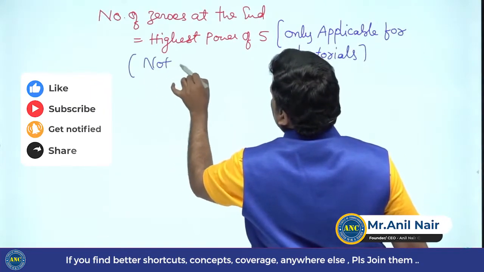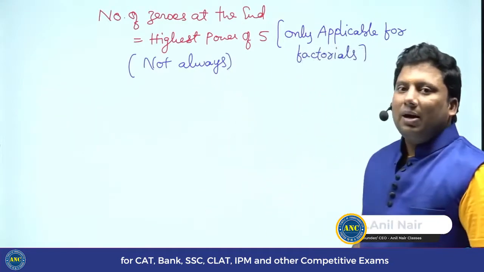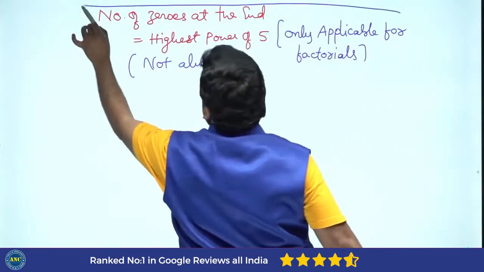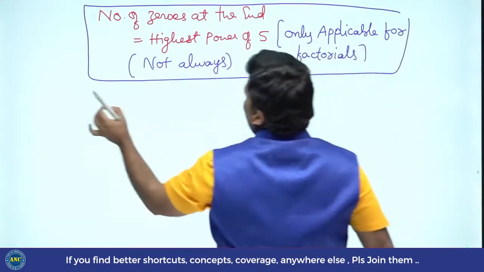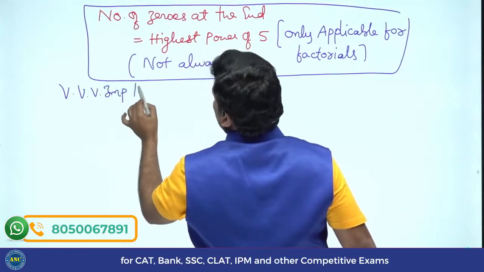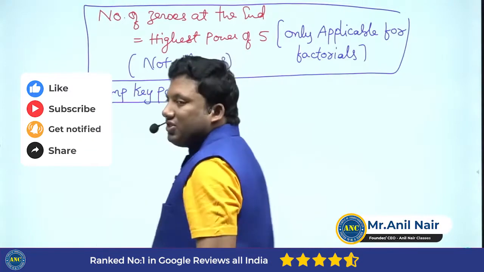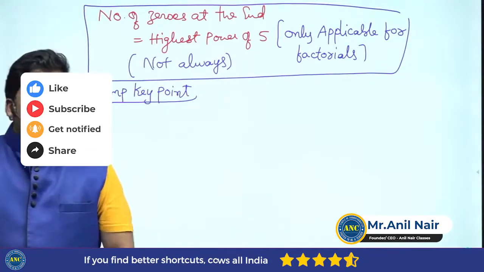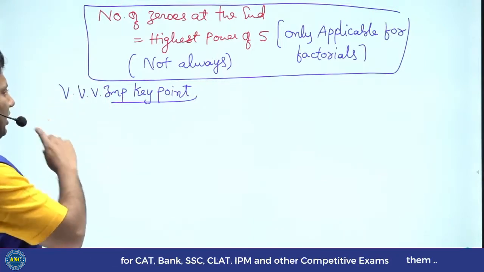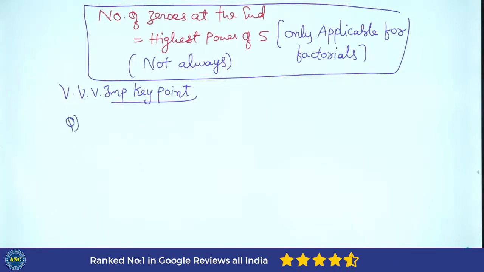Most of the students will think that if I just find the highest power of 5, I will get the number of zeros at the end. It is not true. Put it as an extremely important key point. Number of zeros at the end being the highest power of 5 is not applicable for all numbers. For certain numbers, power of 2 also can give it.